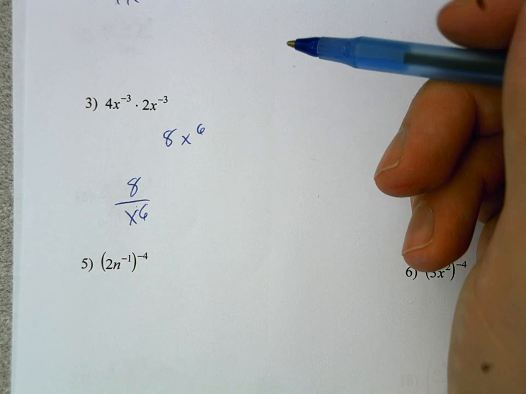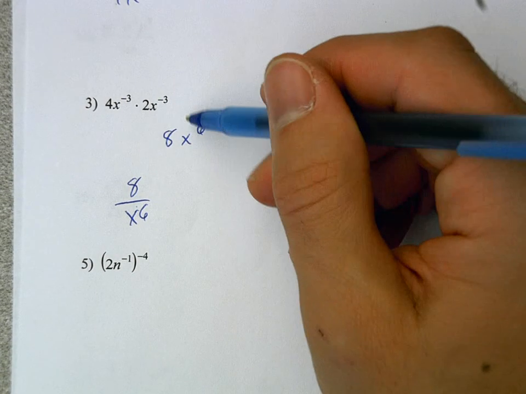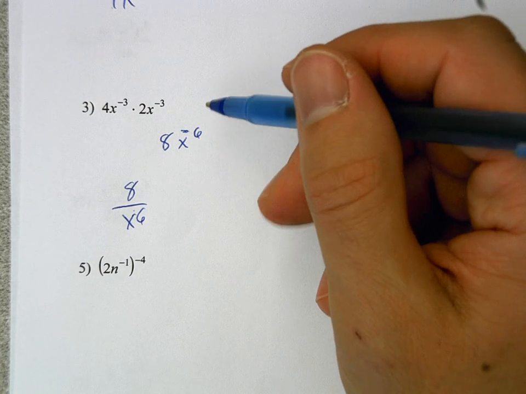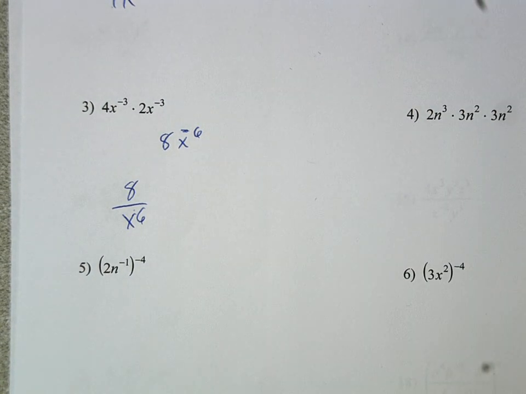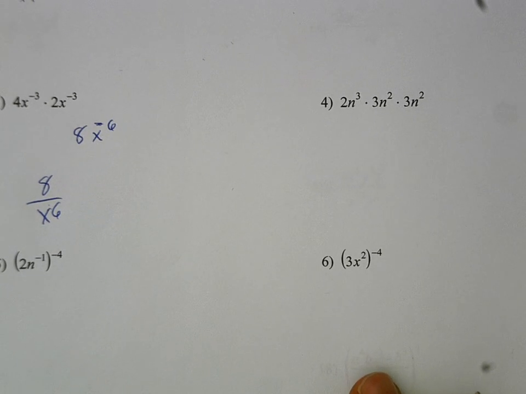And the reason we know that is right here. 4 times 2 gives us the 8. Negative 3 plus negative 3 is going to be negative 6. And any negative exponent we want to put on the bottom of our fraction. So 8 over x to the 6th is the correct answer.